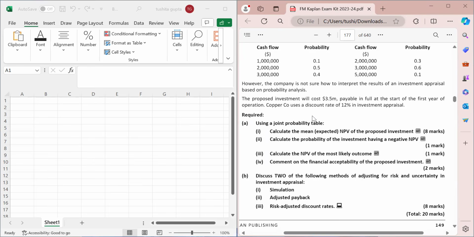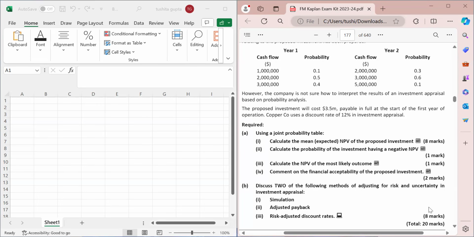Now, part B requires you to discuss two of the following methods of adjusting for risk and uncertainty in investment appraisal. All these three, simulation, adjusted payback, and risk adjusted discount rates, are nothing but methods for accounting for risk and uncertainty in your investment appraisal. So you have to discuss any two of them. Now you have 8 marks for this question. That means for each method, you're going to write enough material such that it has to be written for 4 marks each. So make sure you do that.